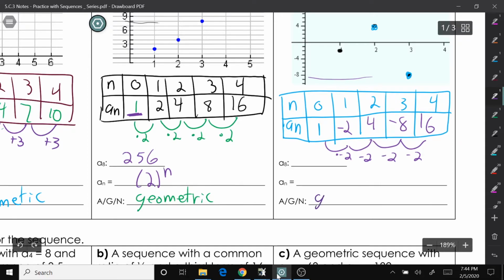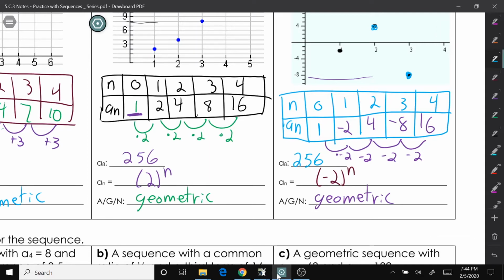So this is going to be geometric, because we're multiplying by negative 2 each time. Then our formula is going to be 1 times negative 2 to the nth power. And again, you don't need that 1 in front. So now n to the 8th, type that in the calculator and you get positive 256. So same answer as part B, but the next one, A9, would be negative. So you can see we would alternate between negative and positive values because of this negative 2 to the nth power.